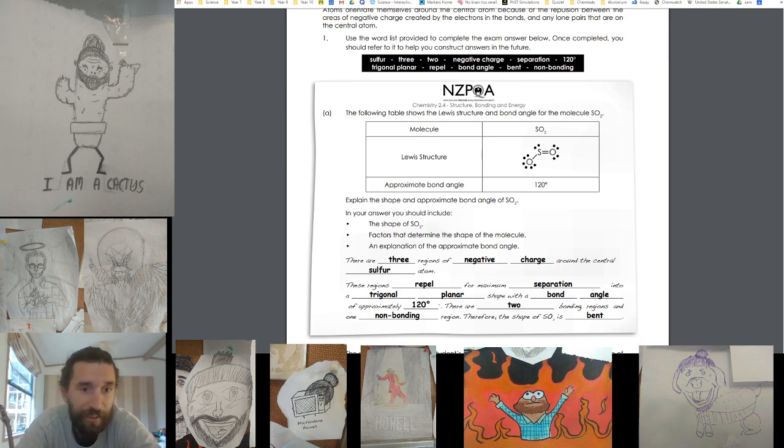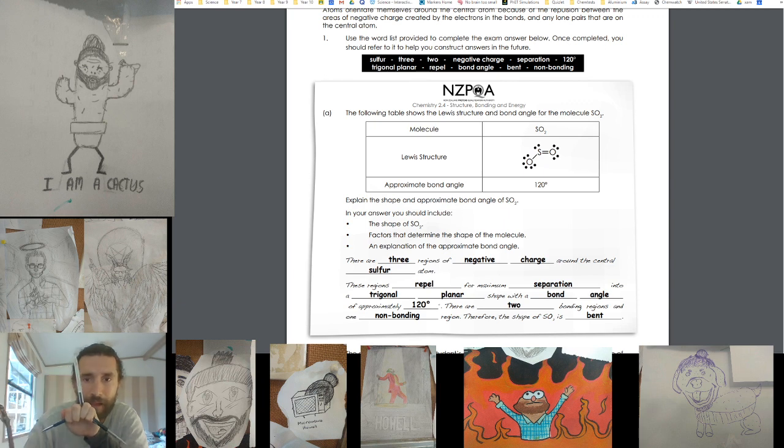Now these regions of negative charge are in a trigonal planar shape because they want to be as far away from each other as possible, and that means they have a bond angle of 120 degrees. So here is my hand, is the sulfur atom, and these are my 3 regions of negative charge around it. And as you can see, they repel each other to be as far away as possible, and the maximum distance they can be apart is 120 degrees.